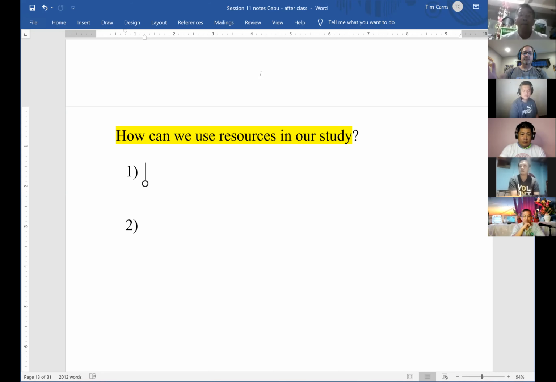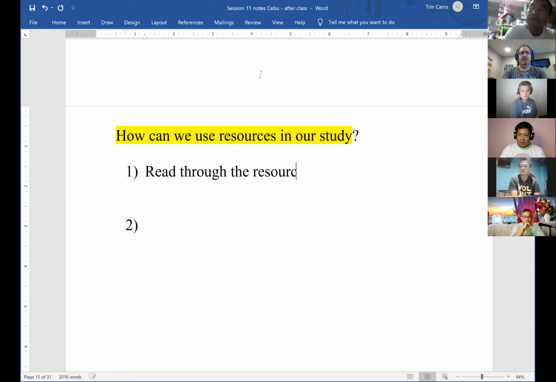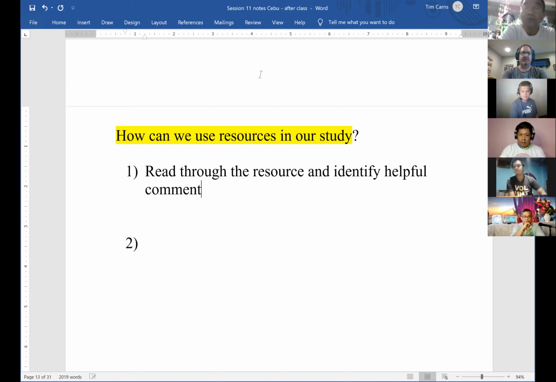I basically have two steps. So let's say I have, we're going to look at Dr. Barrick's notes in a minute for an example. So let's say I have Dr. Barrick's notes on Psalm 99. How am I going to use those? Well, the first thing I'm going to do is I read through the resource and identify helpful comments. Now, some of these may seem obvious to you, and if they do, I'm sorry, but I'm just trying to show you how I approach it.